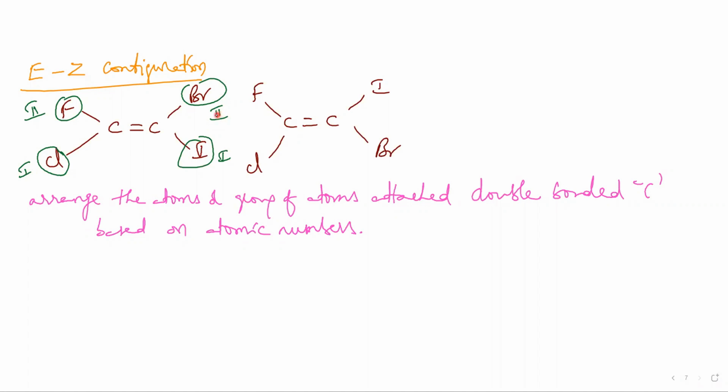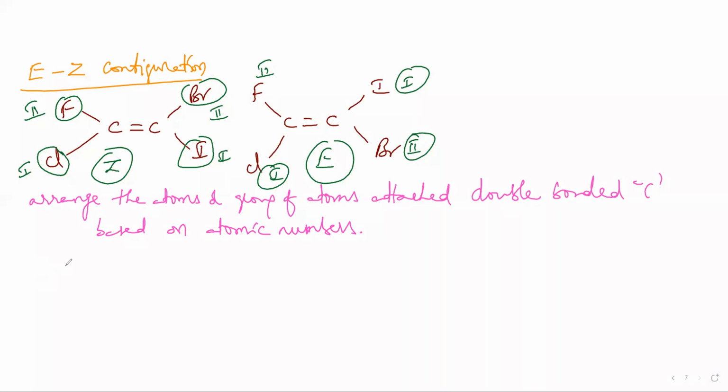See here, if same priority groups are present on the same side of the double bond, here first priority, here first priority, both are present below the double bond, such an isomer is called Z isomer. Here also give priority: chlorine first priority, chlorine 2, here this is iodine first priority, this is second priority. Now, first priority groups you can see are present on opposite sides of the double bond. Then it is called E isomer. So this is about EZ configuration.